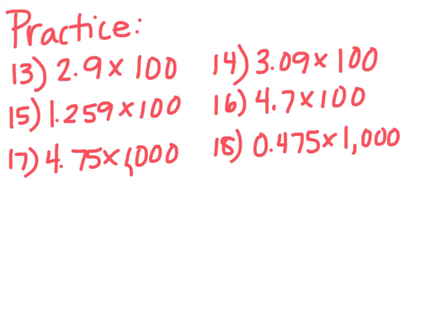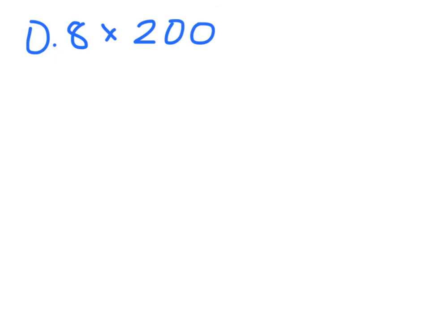Try these 6 practice problems. Remember our basic rule: when we multiply by 100, every digit moves 2 places to the left. When we multiply by 1000, every digit moves 3 places to the left on the place value chart. There's one last idea in this chapter when you come back, so press pause while you work, and I'll see you in a moment. Let's close out chapter 9.2 by multiplying decimals by factors of 100 or 1000.